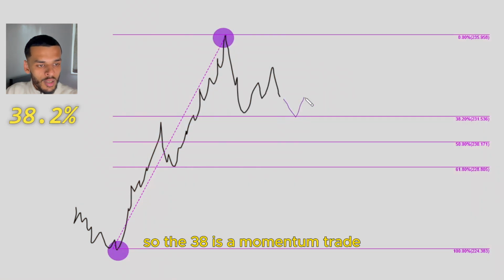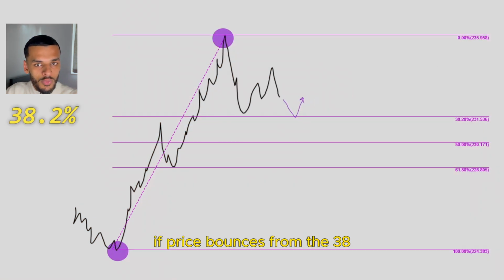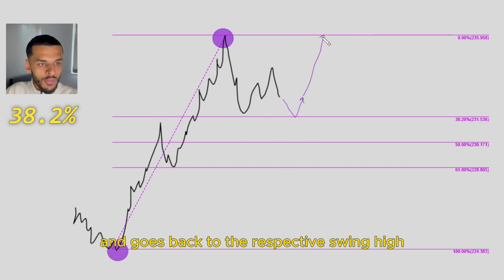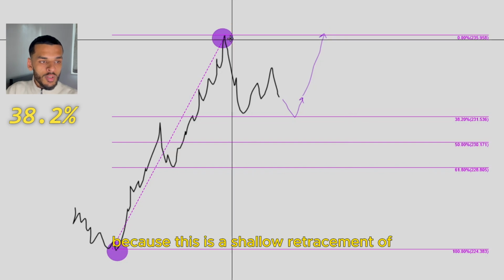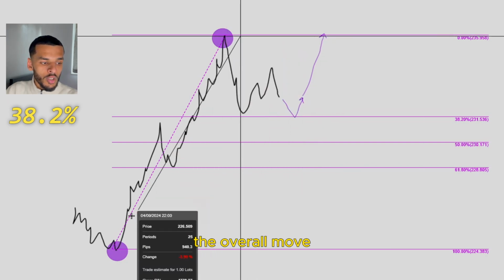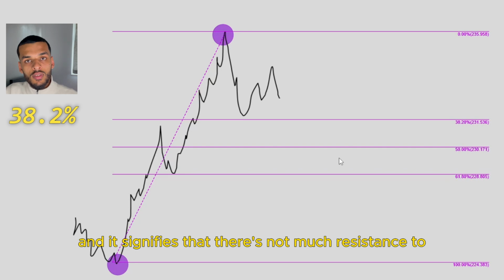So the 38 is a momentum trade. If price bounces from the 38 and goes back to the respective swing high or swing low, then technically speaking, you've got momentum, because this is a shallow retracement of the overall move, and it signifies that there's not much resistance to the trend.